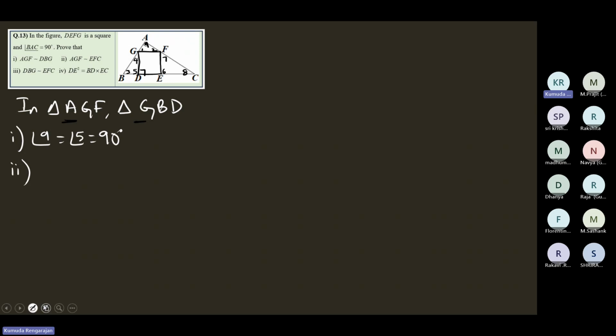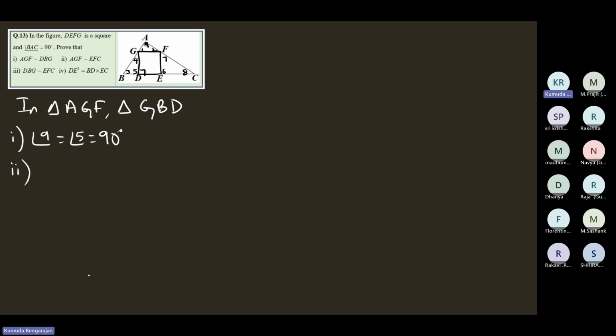Okay, you say some other information, children, then. How do we prove that they are similar? I want one more point. 9, 5, 90 degrees. One more. Ma'am, GF is equal to GD. GF is equal to GD, ma'am.